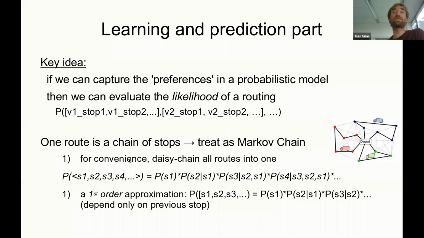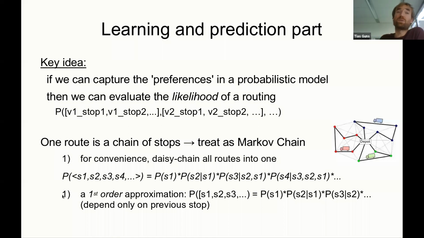So for convenience to be able to use these methods, we first daisy chain all of the routes into one big route. And so if you go back to the depot and another vehicle leaves, we just chain them to each other, such that we get one long sequence. And then again, we can treat this as a Markov chain, as a sequence. And so the probability of the entire routing is the probability of taking the first stop times the probability of taking the second stop given the first, third stop given the second and the first, and so forth and so forth and so forth. All right, so this is standard probability of a sequence.